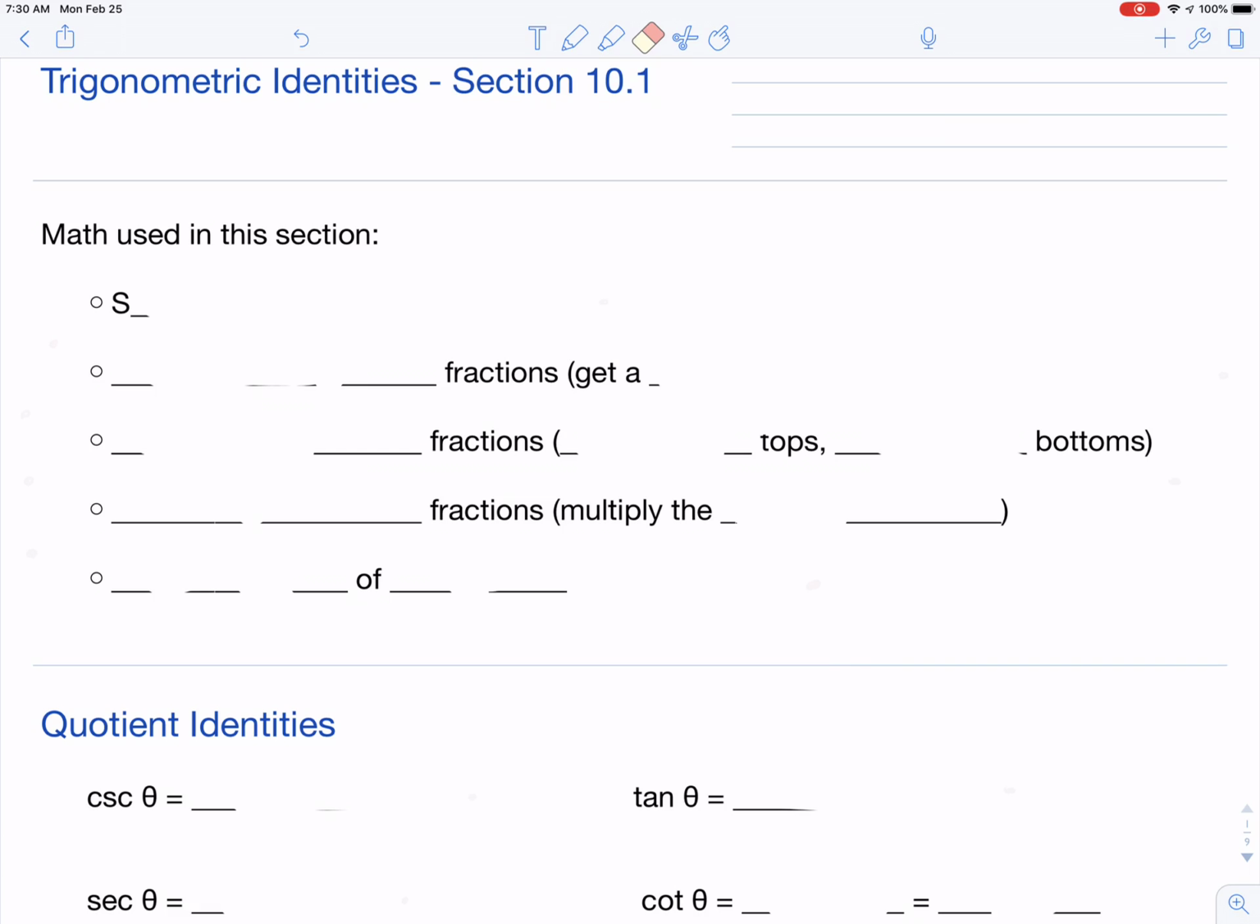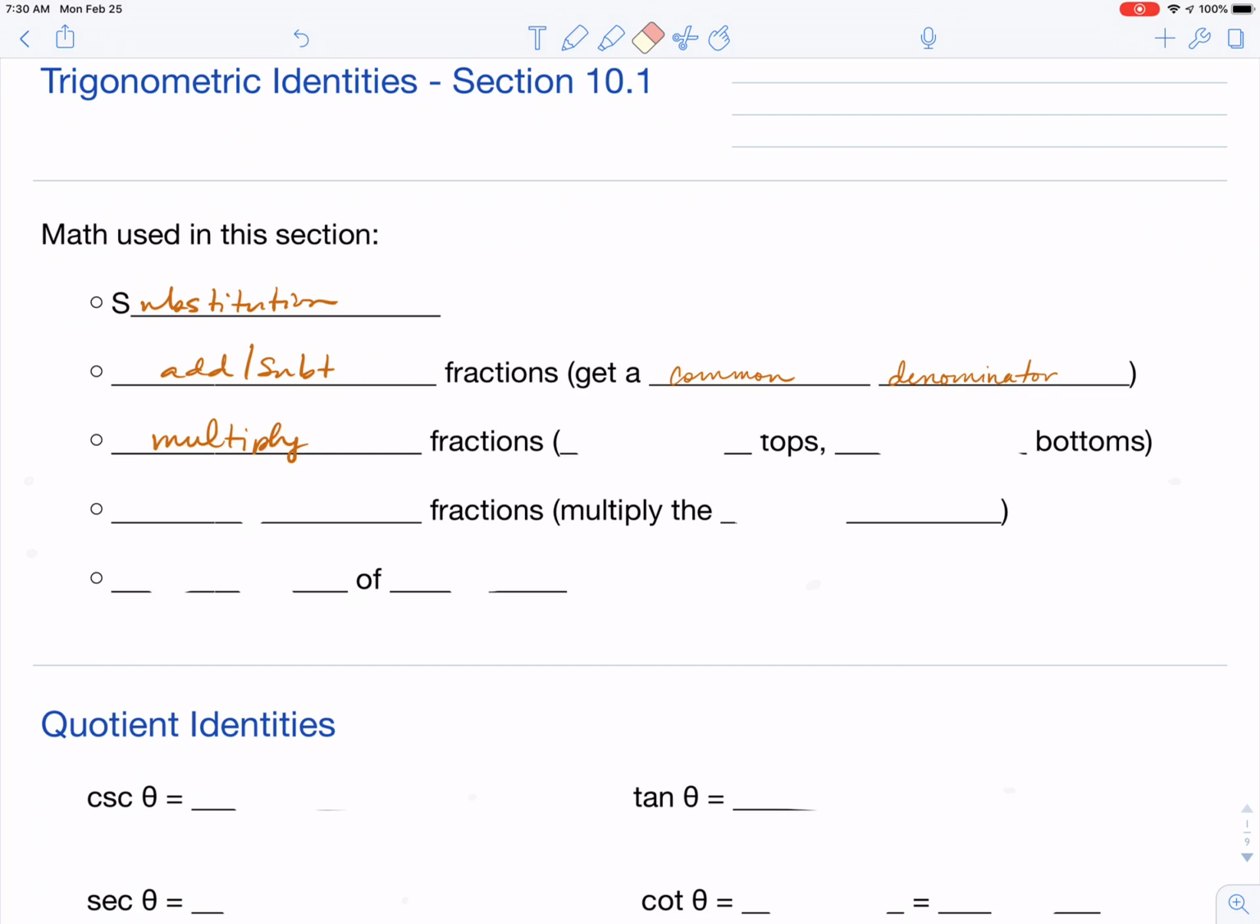The first type of math that you're going to use is substitution, and we are going to use this a lot. Secondly, you are going to be adding and subtracting fractions. Remember that you do this by getting a common denominator. Next, you will be multiplying fractions. We've done this a good bit even in our semester so far. And remember that multiplying fractions, you have to multiply the tops and multiply the bottoms.